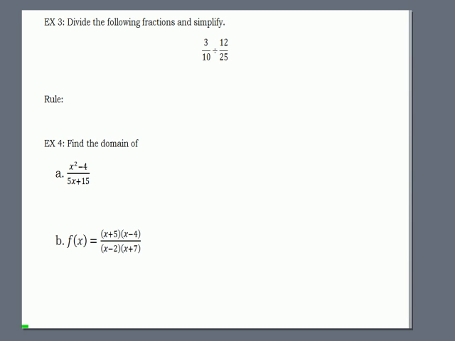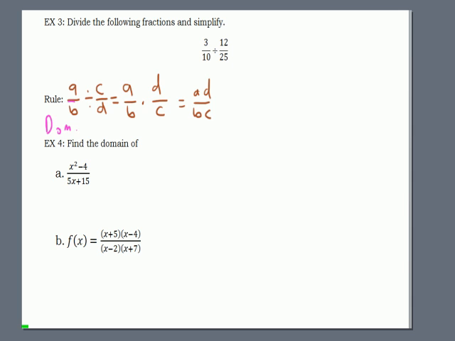Example 3 asks us to divide the following fractions and simplify. And before doing that, I'm actually going to look at the general rule for this sort of problem. When I have an expression of the form a divided by b divided by c divided by d, that is a fraction divided by another fraction, this is equivalent to multiplying the first fraction by the reciprocal of the second. So I'm going to end up with the result of ad over bc. Now here, the domain, I'm going to write my domain in purple.